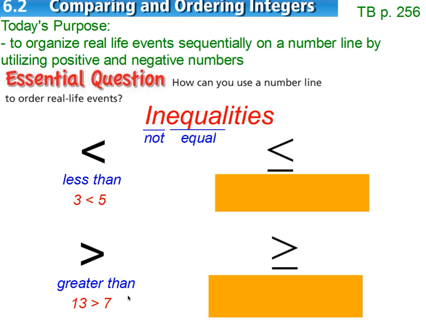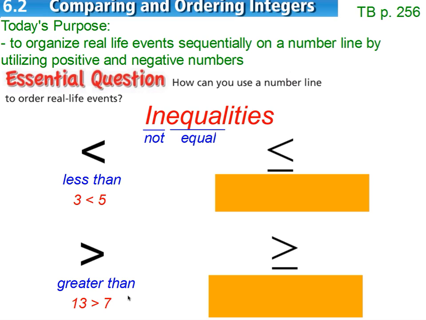Some people remember it just by saying, well, the alligator is always going to eat the bigger number, and that is true. But when you're thinking about how to actually say it, using the less than or greater than, we're always comparing the second number to the first. So we're starting with our initial number, and in our first example, it's 3. But then you need to think, is 3 less than 5 or greater than 5? And that's how you can determine which symbol to use.